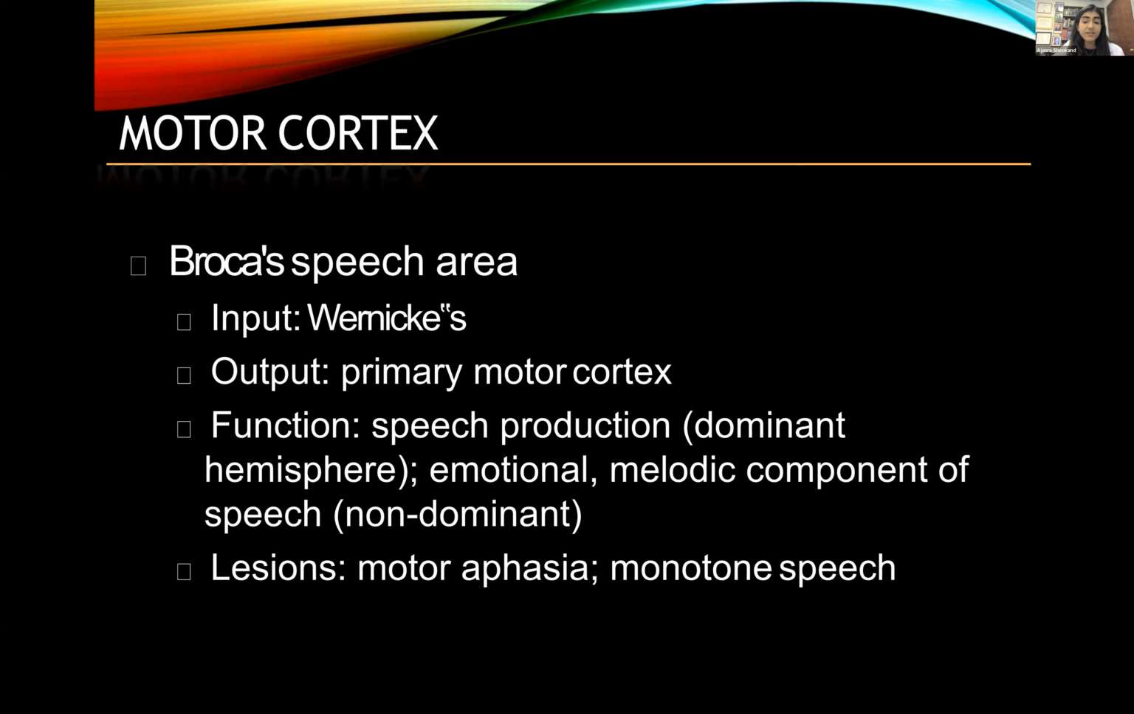Lesions in the Broca's area can cause motor aphasia and also can cause monotone speech because, as we just read, in the non-dominant part of it, it controls your emotion, it controls the melodic component of your speech. So if that's lost, everybody will speak in a monotone, which is also a feature of Broca's area lesion.